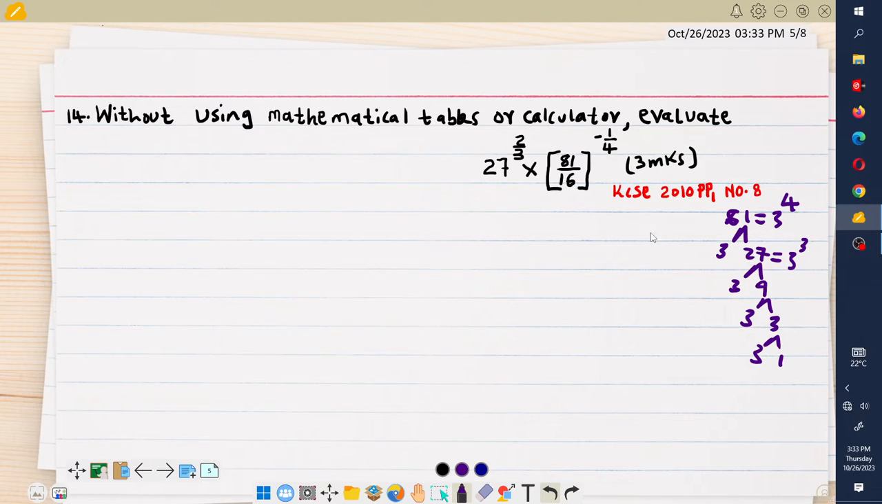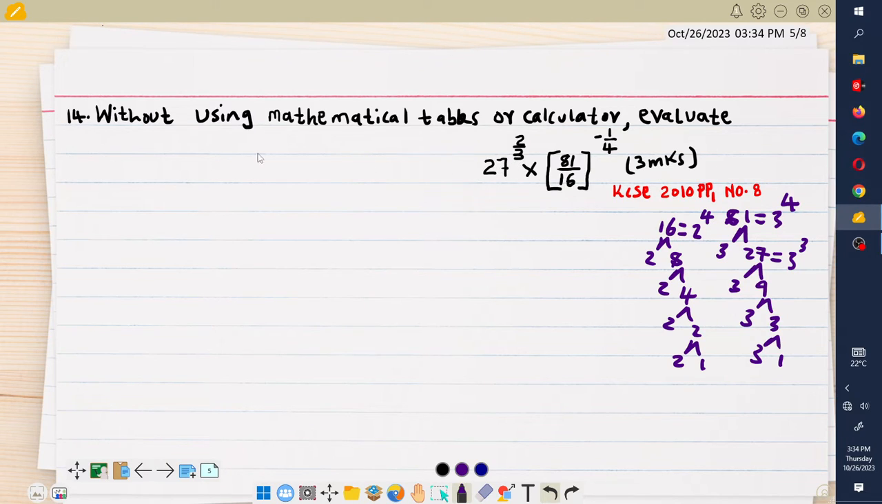Then of course we also have 16. So 16, its factors are 2. So 2 into 16, 8. 2 into 8, 4. 2 into 4, 2 times. Then 2 into 2, 1 time. So 16 is the same as saying 2 to the power of 1, 2, 3, 4. 2 to the power of 4.